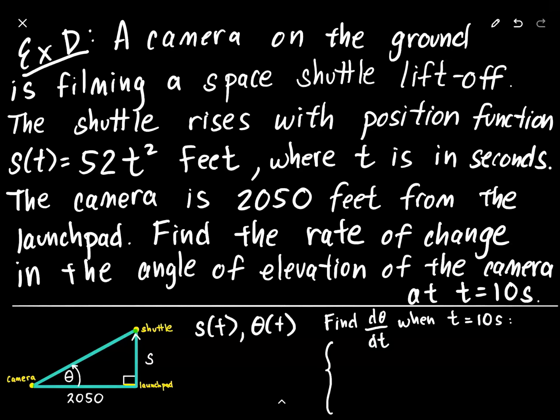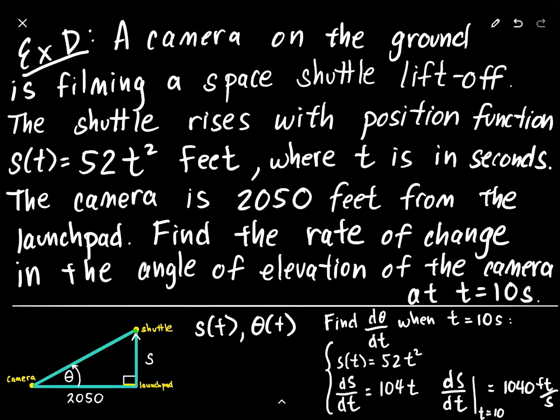From the question, s of t is 52t squared, so we can calculate ds/dt. It will be 52 times the derivative of t squared, which is 2t, so it will be 104t. ds/dt when t is 10 seconds will be 104 times 10, which is 1,040 feet per second. And we can also calculate the height s when t is 10 seconds. s of 10 will be 52 times 10 squared, which is 5,200 feet. So even though in the picture we have a right triangle, we won't use the Pythagorean theorem for the relation, because we want to relate the height s with the angle theta.